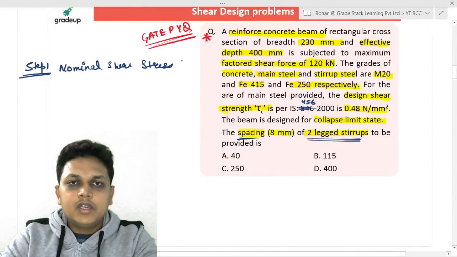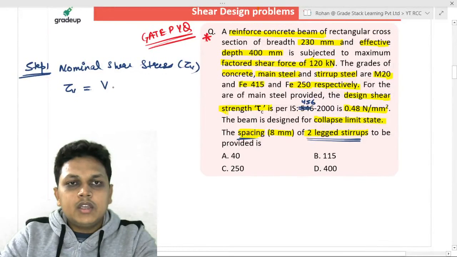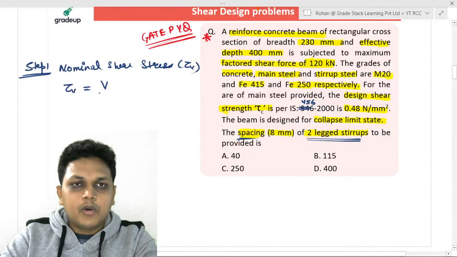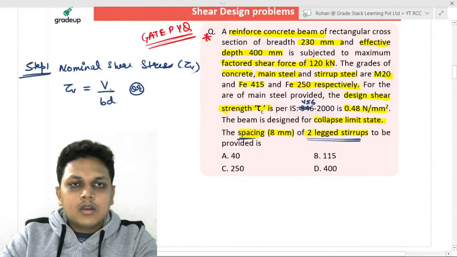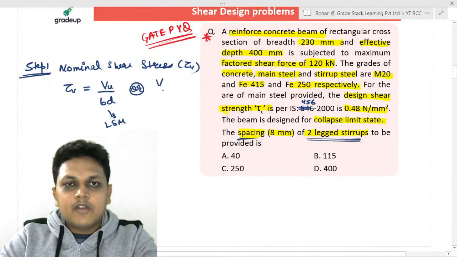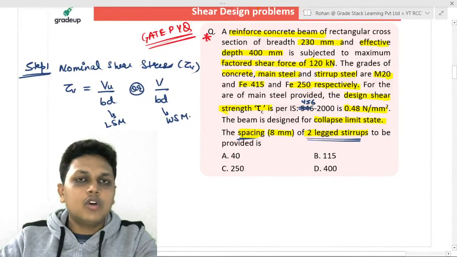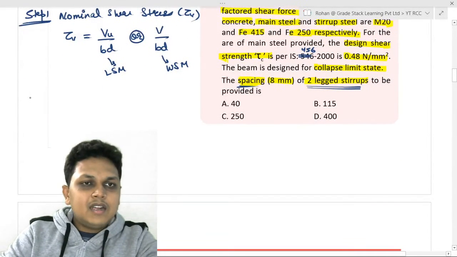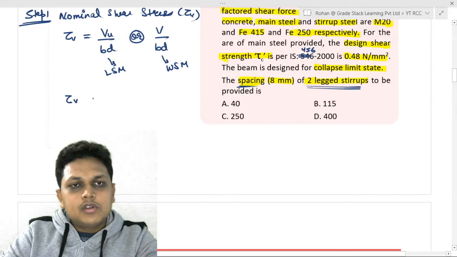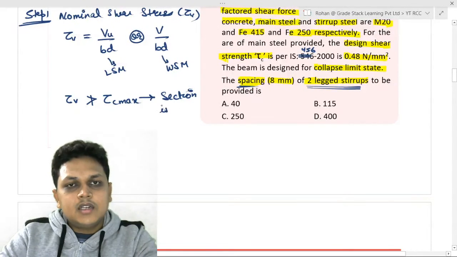Which is tau v. Now this tau v is equal to V, the factored shear force, upon bd in the limit state method, and the working shear force V upon bd in the working stress method, right? This is your nominal shear stress. And now this tau v value shall not be more than tau c max. If it is more than tau c max, then the section is redesigned.